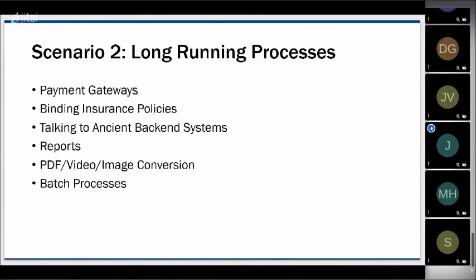Scenario 2, long-running processes. There are a lot of different things that take a long time that you can't necessarily affect. A really common one is any kind of credit card payment or payment gateway. Those are usually run by the banks. Those are going to take a few seconds, and there's really nothing you can do about it from a development perspective. Additionally, you have things like talking to backend systems, like using stuff like BizTalk. You have media conversions, and finally you have batch processes. So you have processes that are either long running or slow or resource intensive.